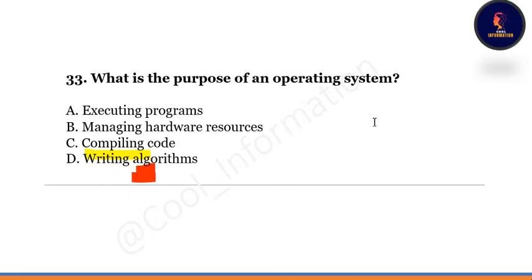33rd question, what is the purpose of an operating system? Options are executing programs, managing hardware resources, compiling code or writing algorithms. Correct option is option B, managing hardware resources is the purpose of an operating system.